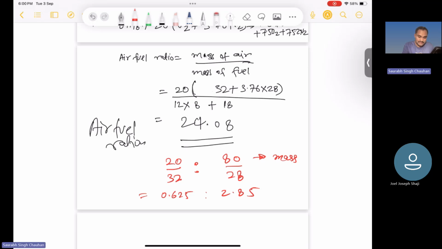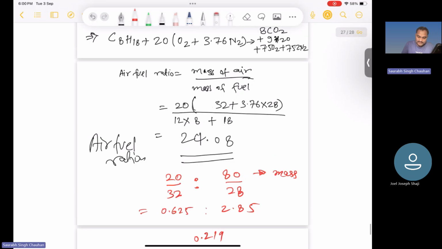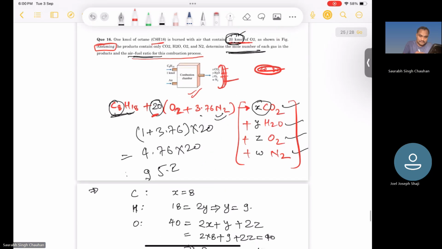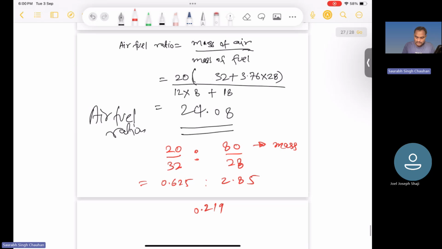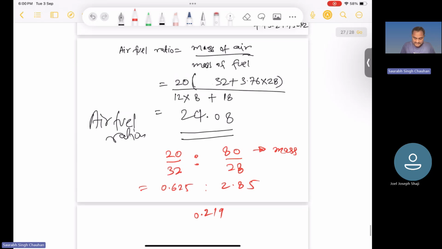Are you getting what I am doing? 0.625 divided by 2.85, then it is coming out to be this much. And if you take the ratio, 1 to 3.76, we are getting a similar value. So I think I have made some mistake. You should just cross check these values. It is not exactly 20 or 80, so there is some difference.